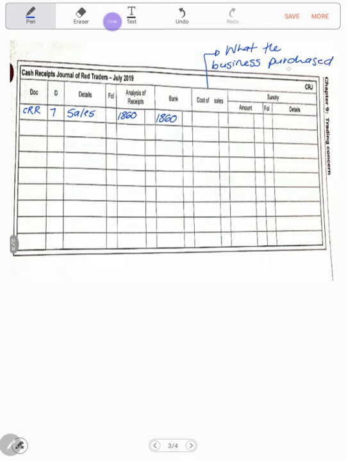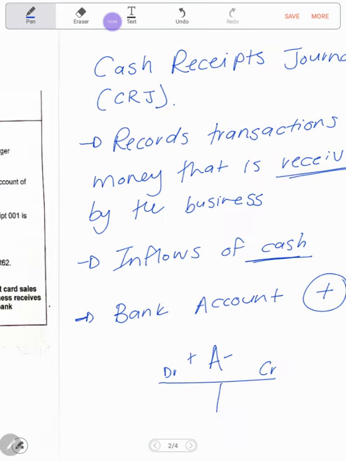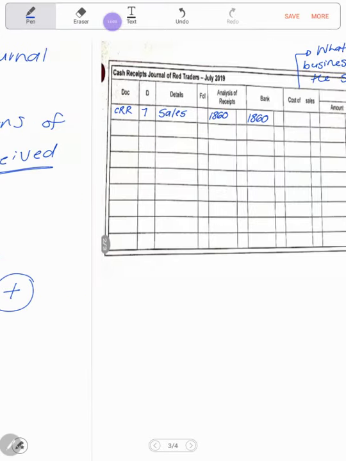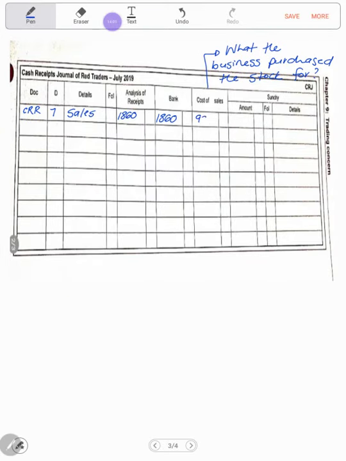What the business purchased the stock for, and they have given it to you in brackets right next to it. The cost price is 930. So I'll put 930. Am I done? Yes, I am. I now will move on to the next transaction. Please complete the rest of the activity and I will issue the memo for this in week 3's schedules.